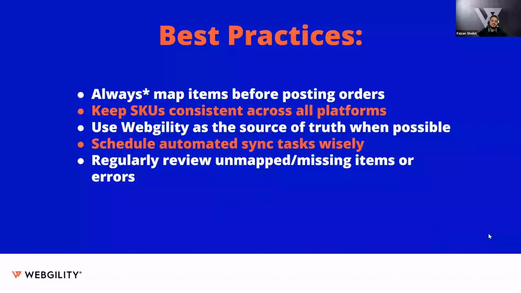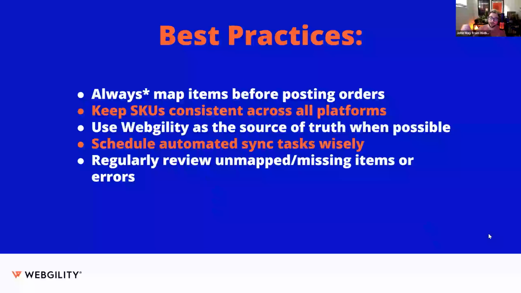Yeah, so let's talk. I know we had one more slide. Let me share my screen. We had one more slide for best practices, and I can go through these, Faizan, and we can just go back and forth if you'd like. Sure. I'd say the first one is mapping items before posting orders. We have 'always' here, and then I put an asterisk there just because there are some exceptions to this rule. Really, what this means is before you post your orders, you want to make sure that your products exist on both sides and that Webgility knows where they exist on both sides. That doesn't necessarily mean that they need to be mapped.